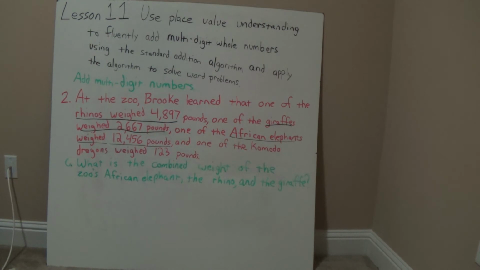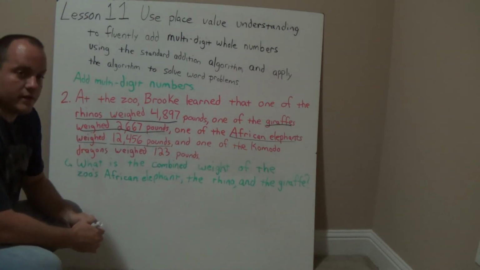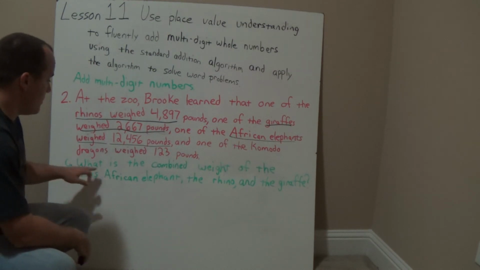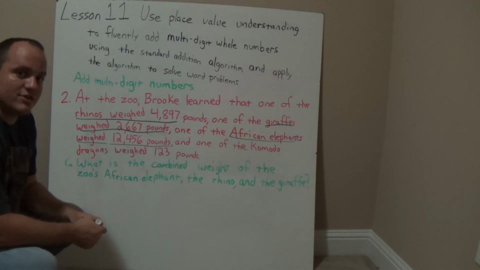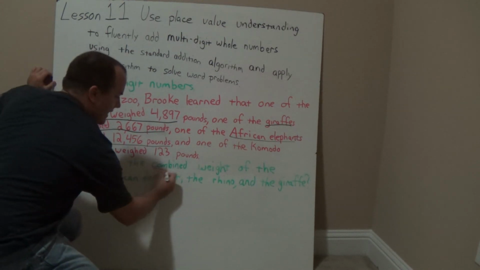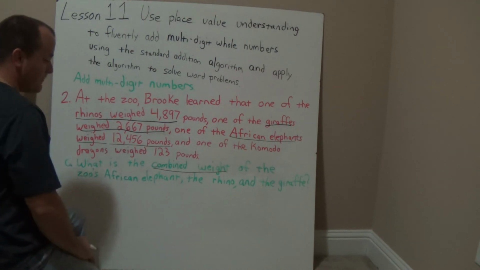2C. So now we're here on question 2C. Question 2C wants to know, what is the combined weight of the zoo's African elephant, the rhino, and the giraffe? Well, again, I'm combining weight. That means I'm adding things together. Just like A, just like B, C's asking the same thing.